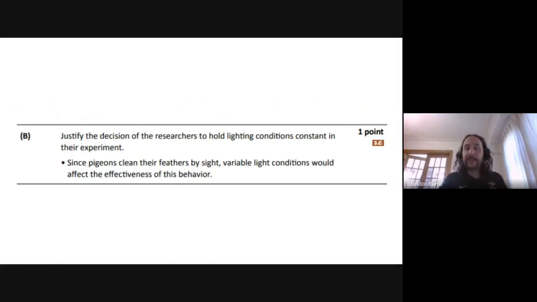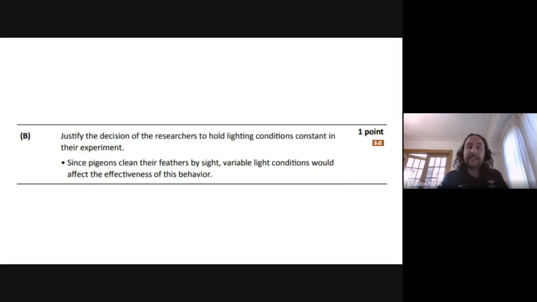Letter B, justify the decision of the researchers to hold lighting conditions constant. This is worth 1 point. This one's a little bit tough because you're going to have to make some inferences or some predictions. You're going to have to be thinking about the experiment sort of holistically. You don't need to know anything about lice and pigeons, but they gave you enough information to be like, well, the pigeons are cleaning the lice off their bodies. So how do you think they find the lice? They probably have to see the lice. So light is going to affect their ability to see the lice.